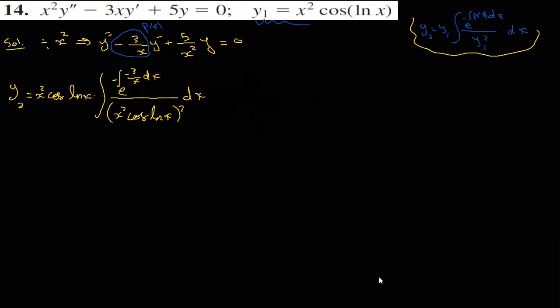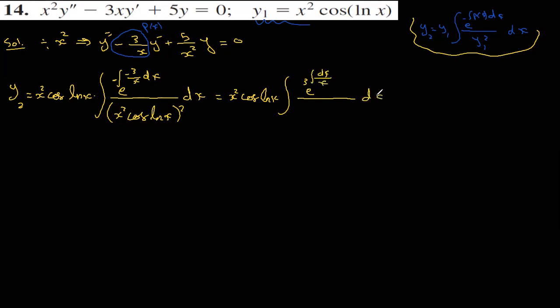The negative is going to cancel with the negative, so we have 3 times the integral of 1 over x dx, with ln x squared and cosine ln x. We can take the 3 out of the integral, so we have 3 times the integration of dx over x.